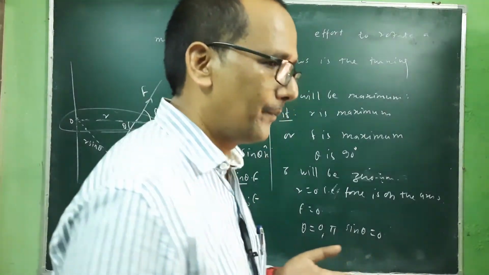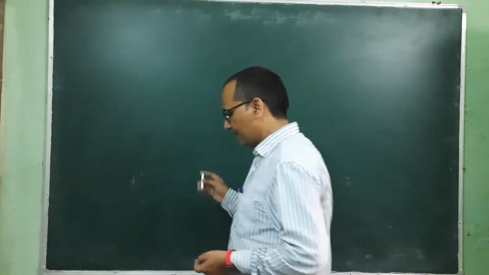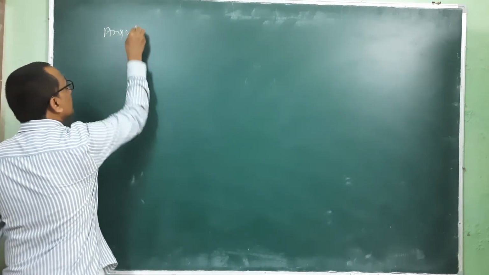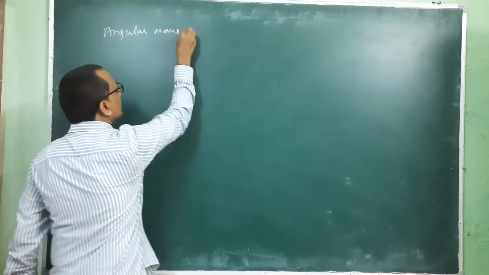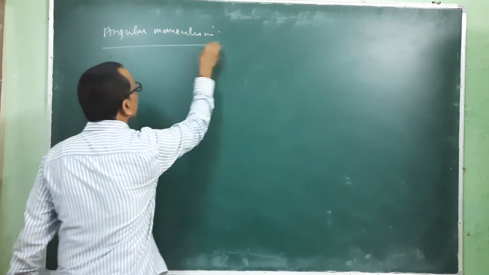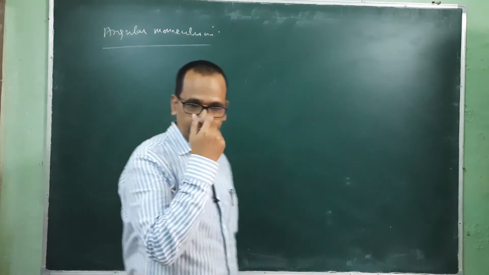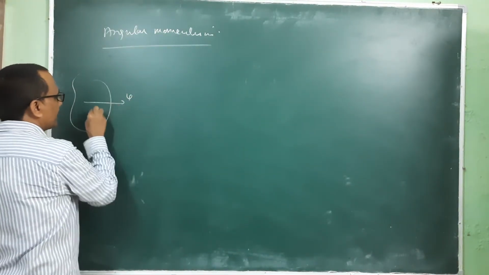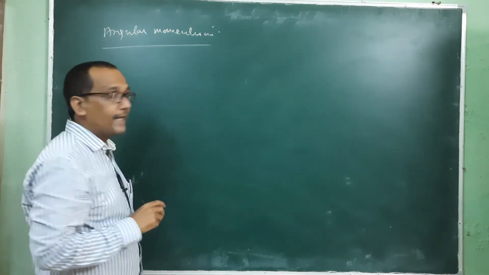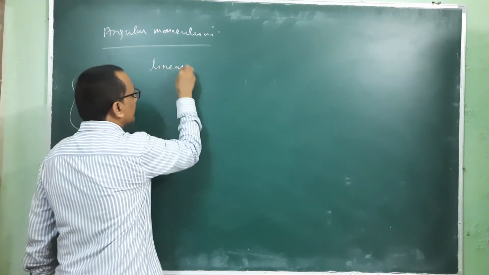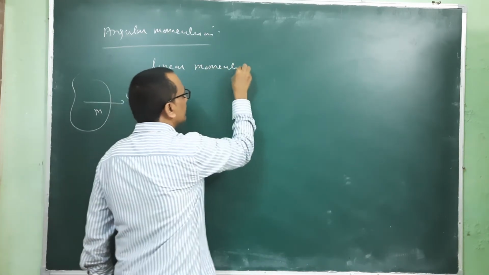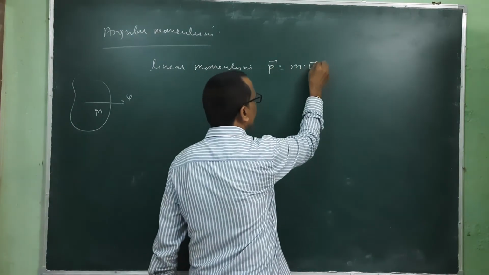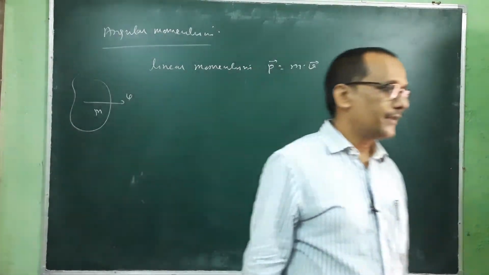So one more physical parameter introduced in this chapter is the angular momentum. We have linear momentum. If a body is moving with constant velocity and the body mass is m, then the linear momentum p is equal to mass multiplied by v. And this is a vector quantity, depends on the direction of velocity, mass is constant.